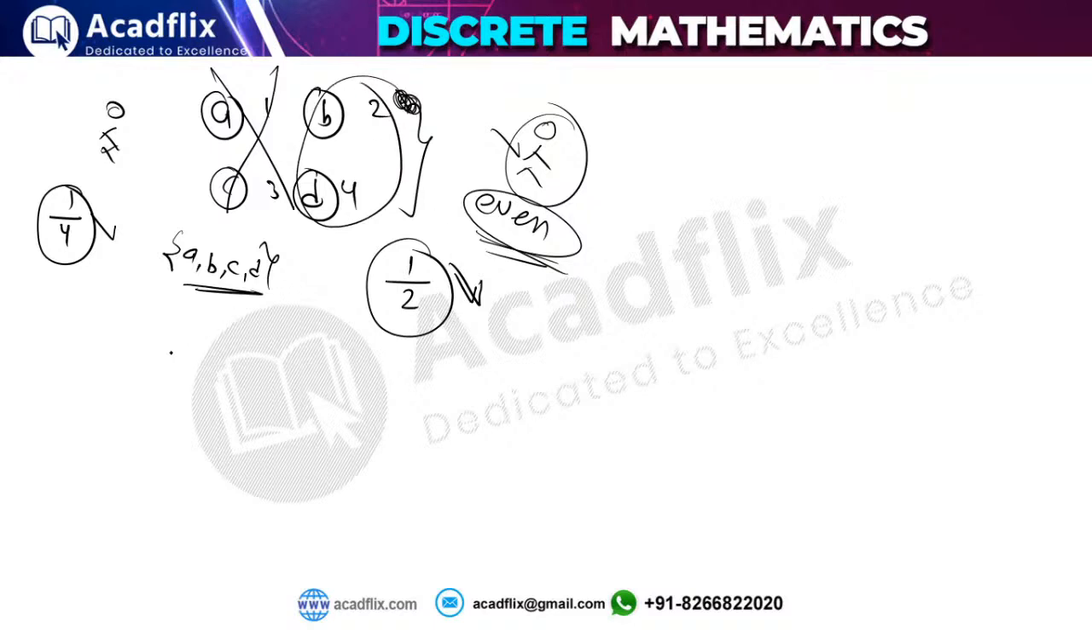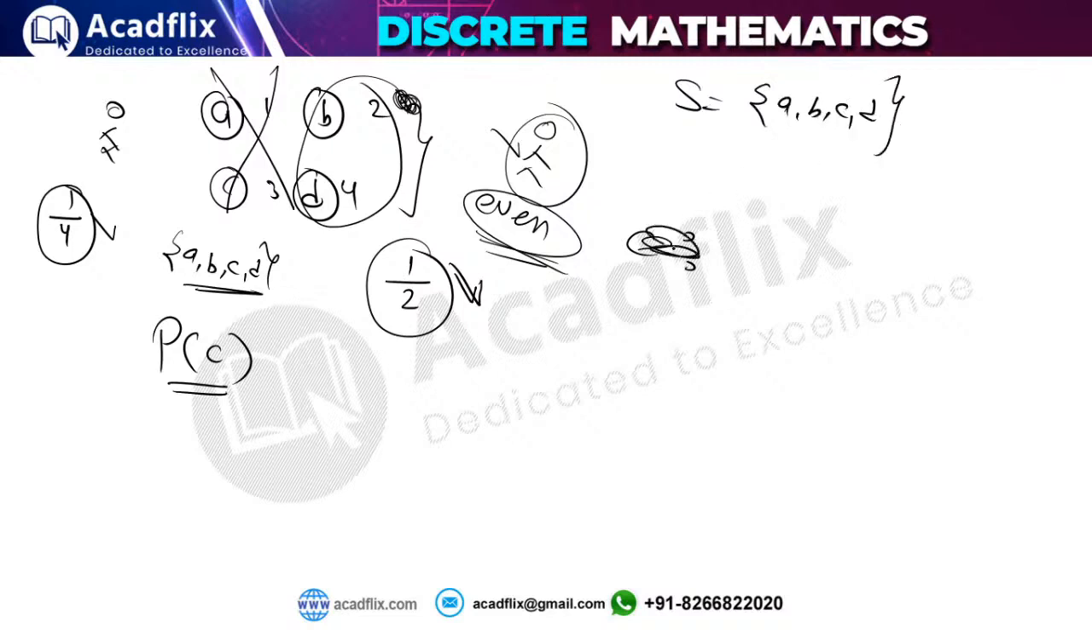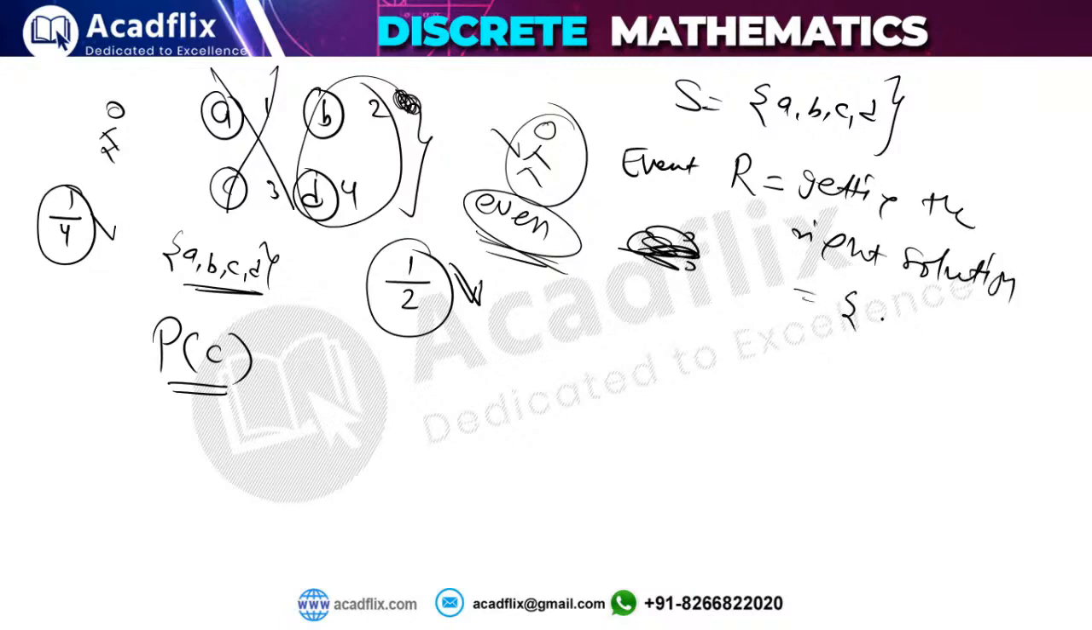See, earlier the probability of getting a correct answer... what is this event? Our sample space is A, B, C, D. Let's write the event. I am going to write an event, R. R means right solution. So the event is getting the right solution. And you know what the right solution is? The right solution is option B. So this is your event.